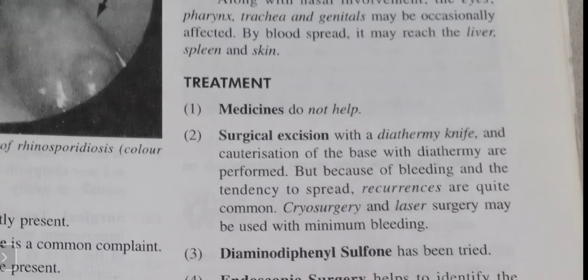So, with the help of a diathermy knife and cauterization of the base, you have to excise that polypoidal mass, but that may cause bleeding, and recurrence is common. So, you can go for cryosurgery, or by laser surgery you can remove that polypoidal mass. Okay.